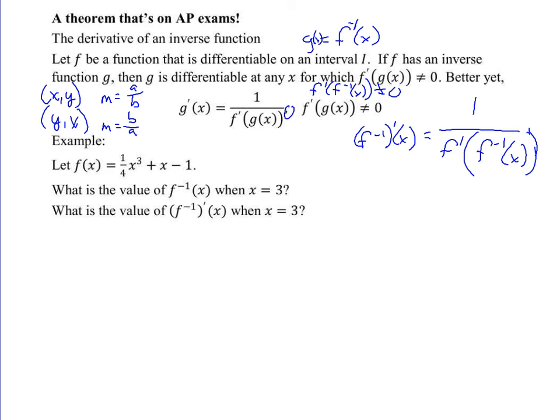That's not what we do. Yes, that's what we need to do. We need to find when the equation equals 3. Because we're going to have to switch the x and the y. So this right here is actually going to be 3. So what we have is 1/4 x to the third plus x minus 1 equals 3.